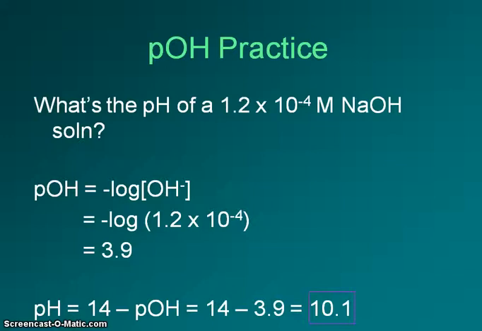So for this problem, it says, what's the pH of a 1.2 times 10 to the negative fourth molar sodium hydroxide solution? Okay, so we have our OH minus concentration here. We do not have the H3O plus, because NaOH is a strong base. It gives OH minuses. So if we use pOH, write out our equation. pOH is equal to the negative log of the hydroxide. Plug in the concentration. We get 3.9 as our pOH. Then, if we subtract that value from 14, that will allow us to have our pH value, which is 10.1.